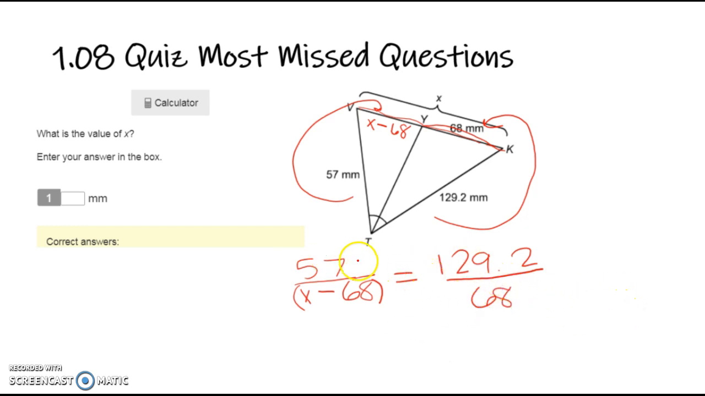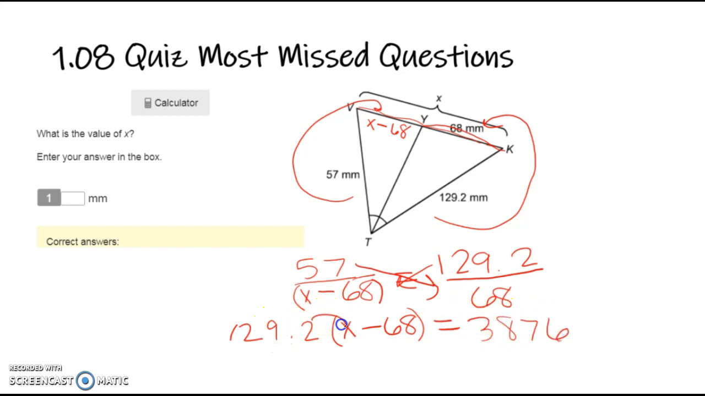So we're just going to cross multiply. We'll have 129.2 times x minus 68 equals, and then you're going to grab your calculator and you're going to multiply 57 times 68. You'll get a pretty large number, as you could probably guess. 3,876 will be on that right-hand side.